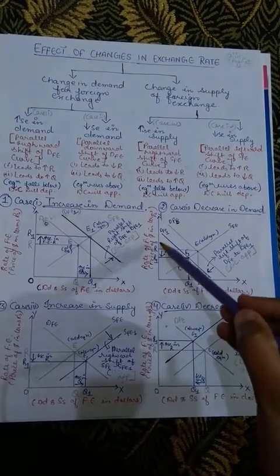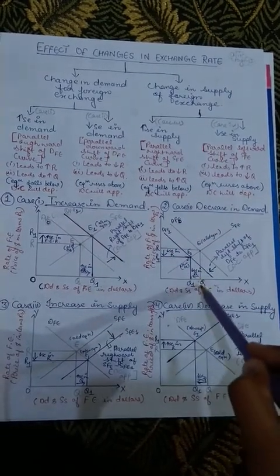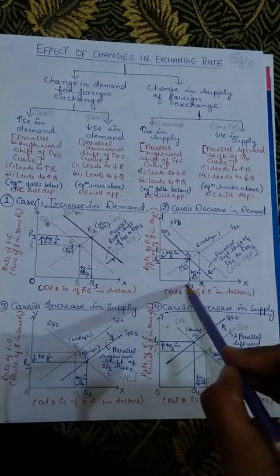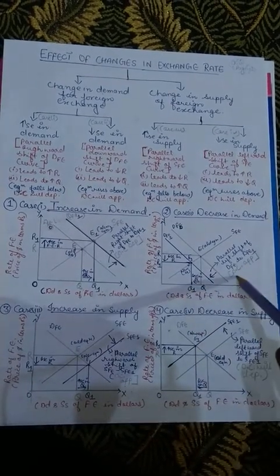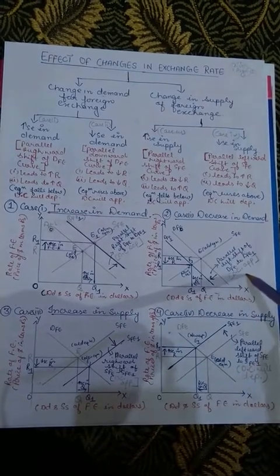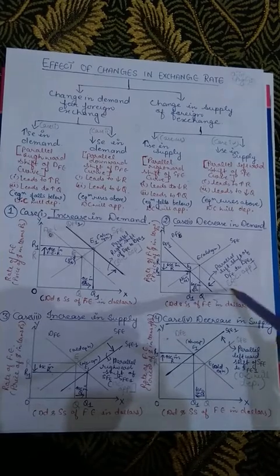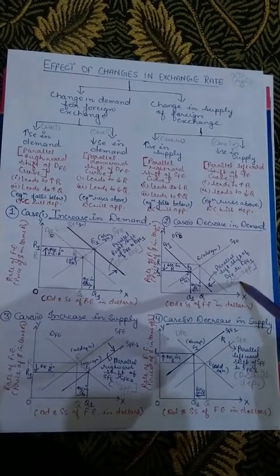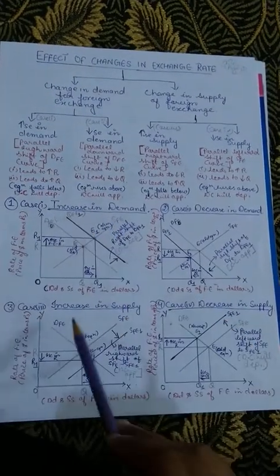So you are seeing that this time your exchange rate has come below, and your quantity demanded and supplied for the foreign exchange has also been reduced, and it has led to your domestic currency appreciation. What has it led to? It has led to the appreciation of your domestic currency.